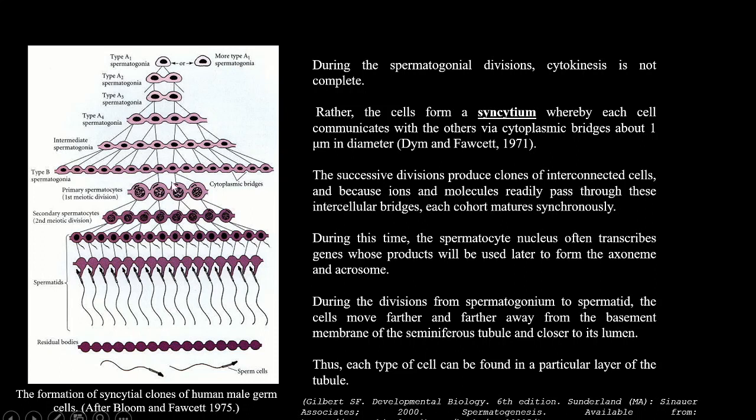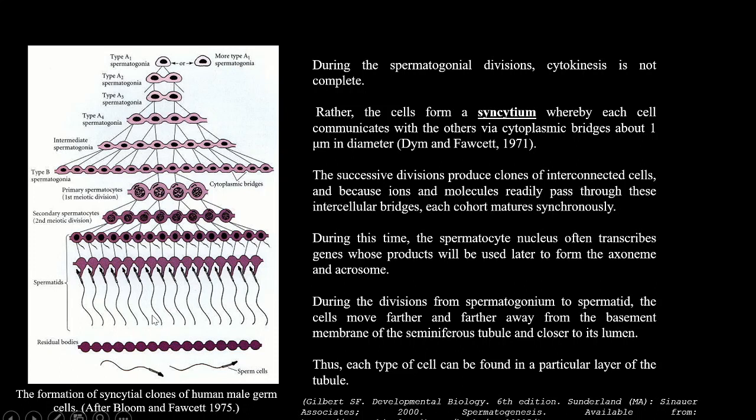Each cohort or each group of cells, because they are connected, will undergo similar divisions. So all of these cells will simultaneously enter and change into primary spermatocytes, and these will simultaneously go into the secondary spermatocyte stage, and so on. So they mature synchronously. During this whole time, the spermatocyte is forming products or mRNA, which will later form proteins which are required for the formation of the sperms, that is for the formation of the acrosome of the sperm or the axoneme or the tail of the sperm.